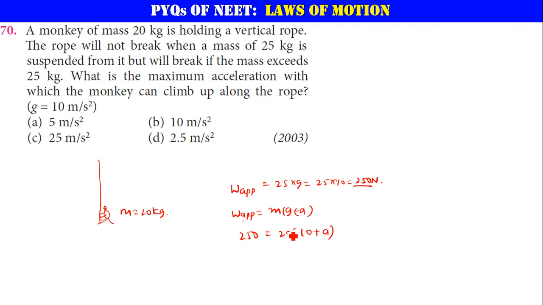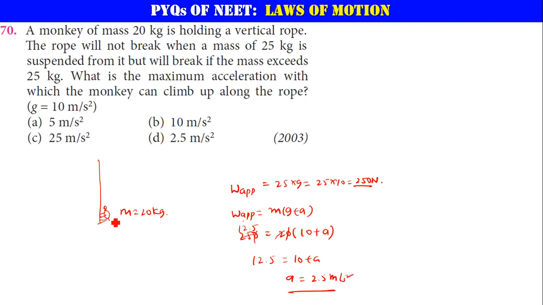This is 0, 0 gets cancelled. 2 ones are 2. 12.5, sir. Okay, so 12.5 is equal to 10 plus a. Acceleration a is equal to 12.5 minus 10, which is nothing but 2.5 meter per second square.